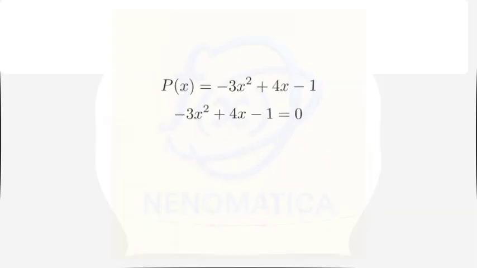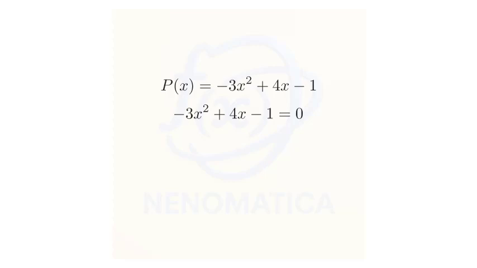In this lesson, we'll perform a complete sign analysis for the quadratic expression p of x equals -3x squared plus 4x minus 1. We'll find the zeros quickly using a smart coefficient trick, build a sign chart on a number line, and confirm everything by graphing the parabola.